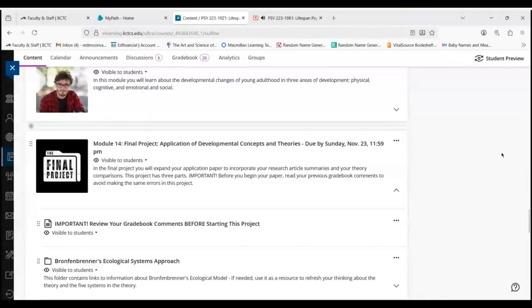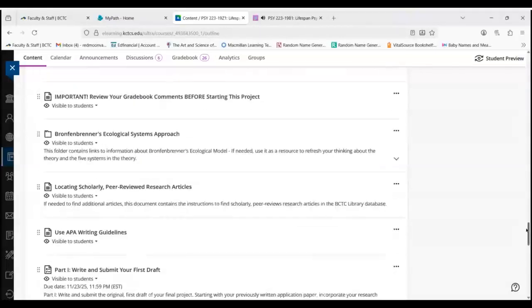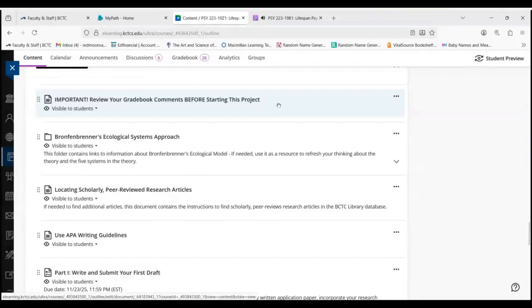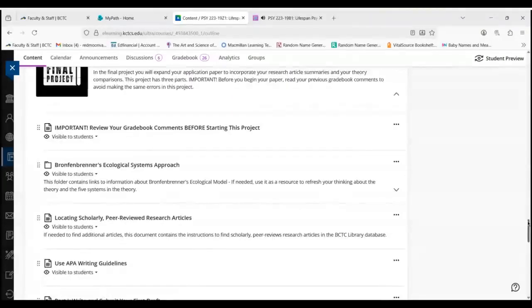All right, so looking in this module, I've put a lot of stuff in here and I don't want you to get confused about it. So be sure you read all of the blurbs I've written and start at the top and work your way down. So important, review your gradebook comments, so I've just mentioned that. I also added all the resources that you've used in Module 9 and in Module 12. I put it all in one spot here if you need to go back and find it.